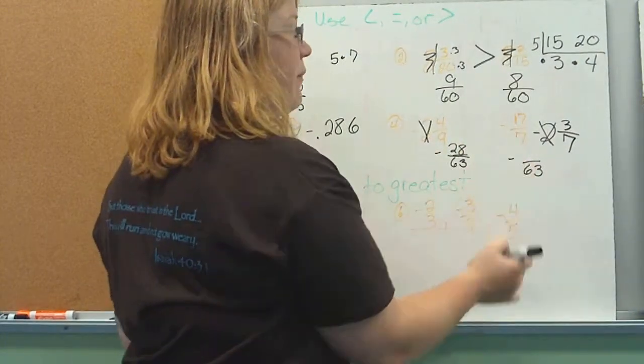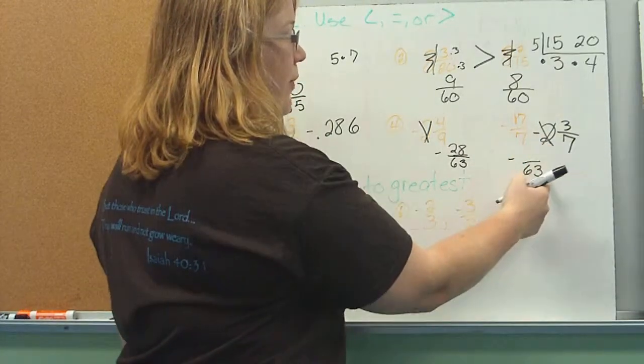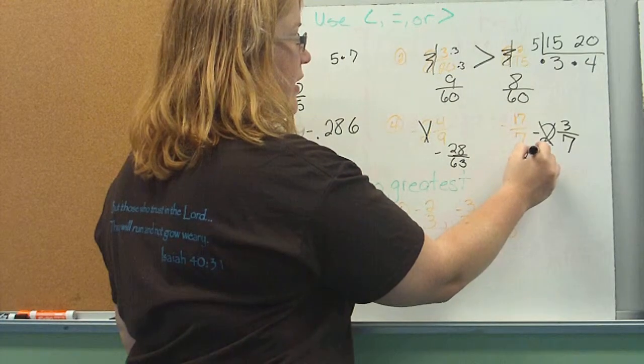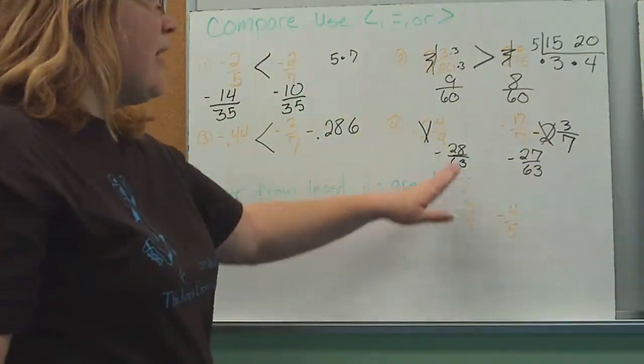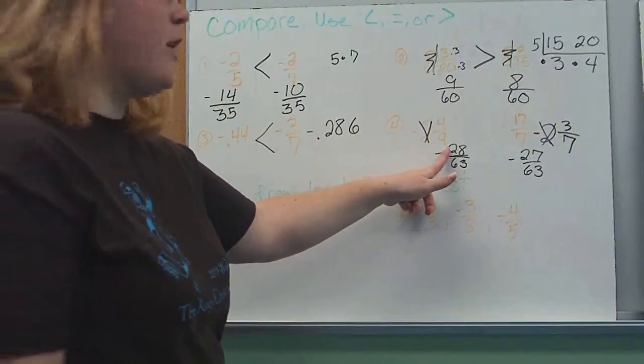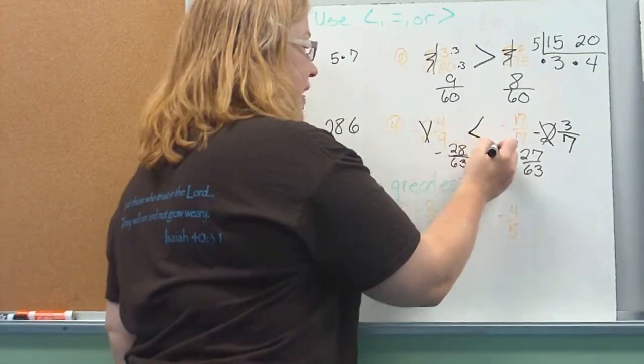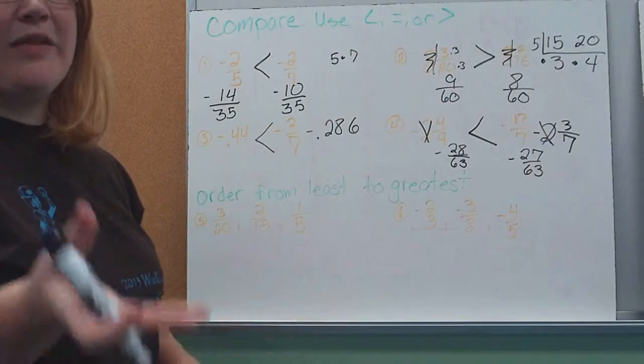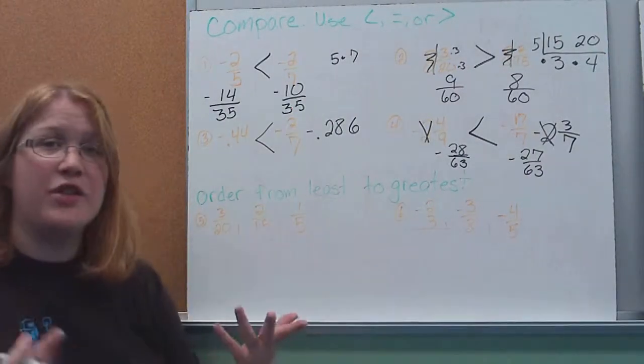Remember, these are negative. 7 I multiplied by 9, so I need to do the same thing to the top. 3 times 9 is 27. And again, if these were positive numbers, this would be bigger, but they're negative, so that means that actually it's the opposite way. So always remember, negatives, you need to flip your thinking and do it the opposite way of what you're used to.